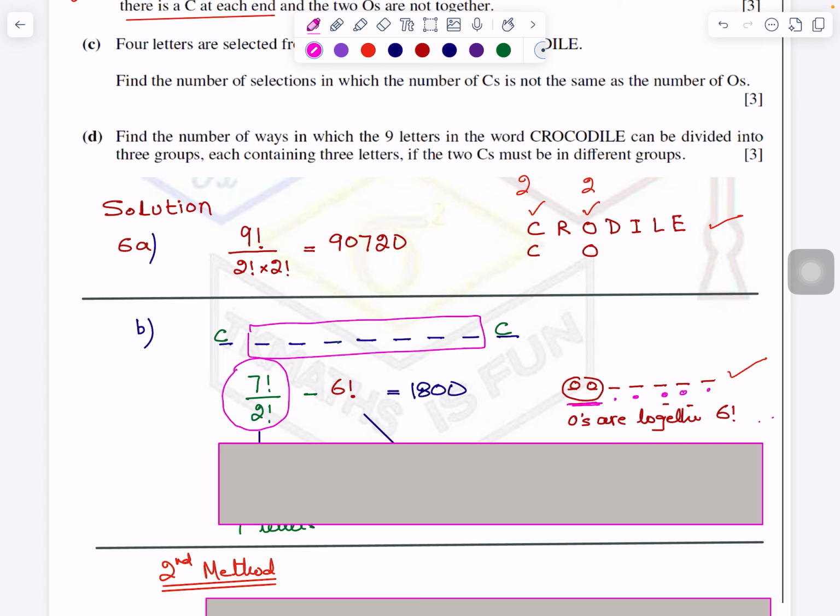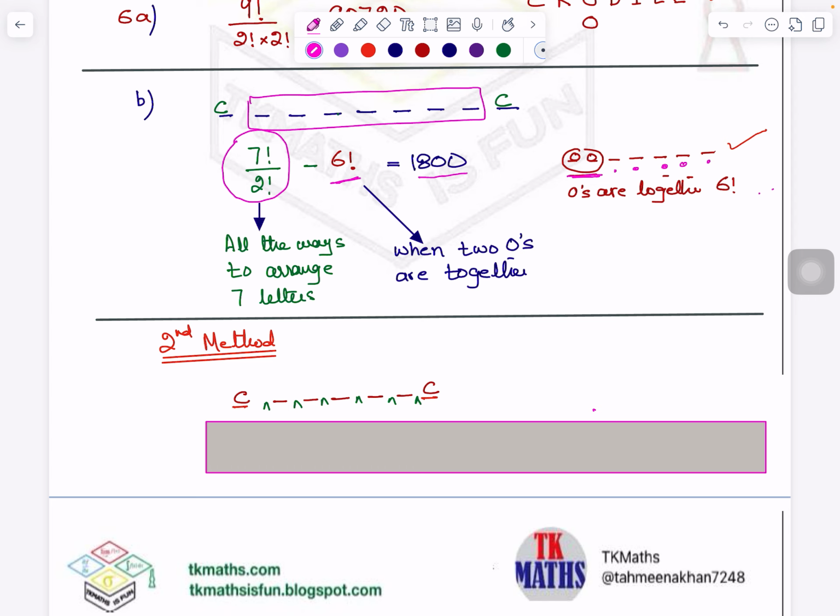Now, what is the second way to do it? Second way to do it is that in the end you have put C's, and then other than O's, 7 minus 2, because 2 O's, and the other letters in crocodile, there are 5 letters. So I have put here 5 dashes, 1, 2, 3, 4, 5. Those 5 letters have no problem, so it will be 5 factorial.